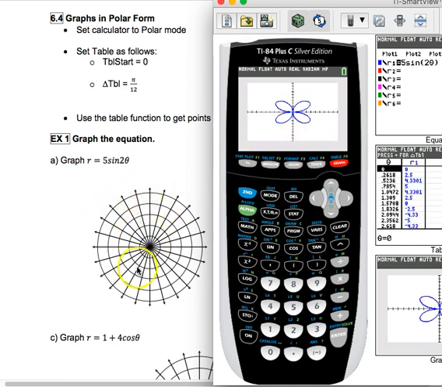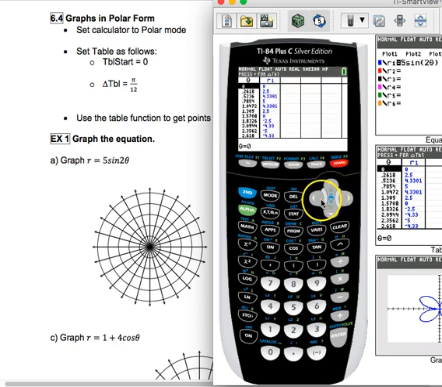Now, to be able to graph that on here, that's going to be important. So we can go to the table function in order to get actual points to graph. So second graph. And remember that I had my table set to pi over 12. And so that's what this is counting by. The reason why I set it there is because if you look at these graphs, that's what we're counting by.